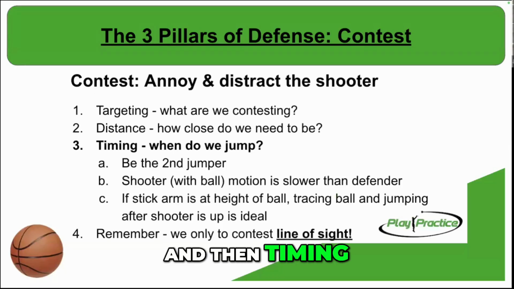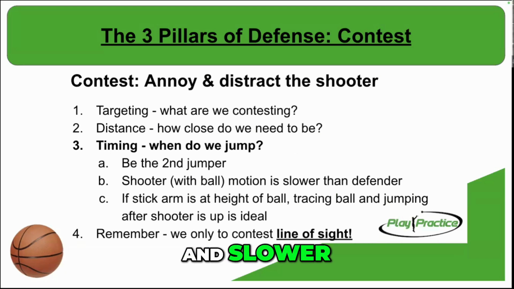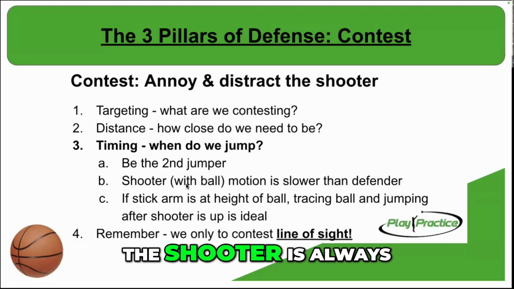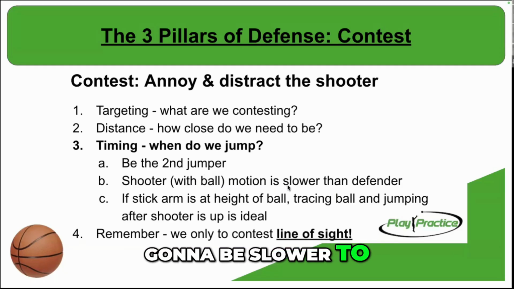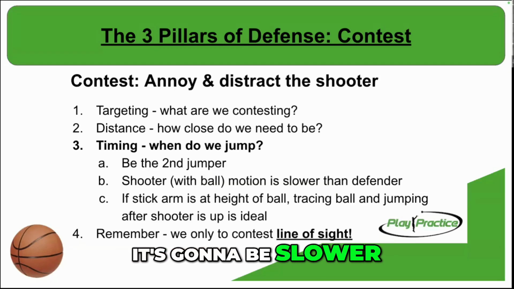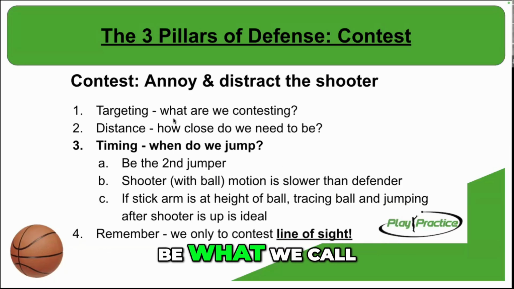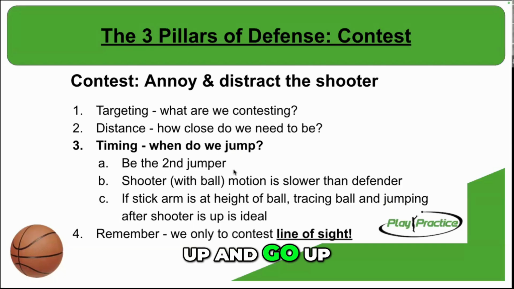And then timing. This is maybe the most important factor of this. I like to compare what's mechanically faster and slower for the body. The shooter is always going to be slower to go up from a catch or a dribble into their shot, because they have the ball and moving the ball slows them down. It's going to be slower than the defender just jumping and meeting them, which means we can be what we call the second jumper. We can wait until they're on their way up and go up and meet them.